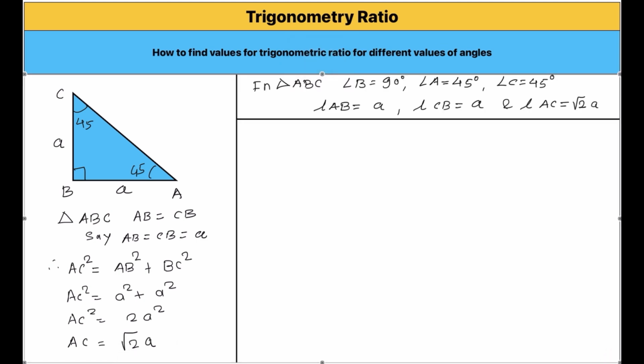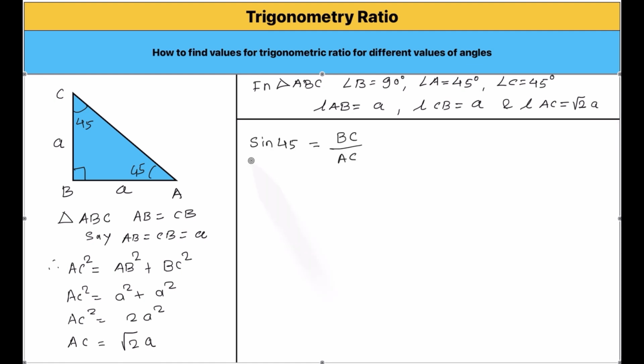Now in triangle ABC, we know angle B is 90 degrees, angle A is 45 degrees, angle C is 45 degrees, length AB is A, length CB is A, and length AC, which we have found out, is square root 2 A. Let's apply trigonometric ratios now.